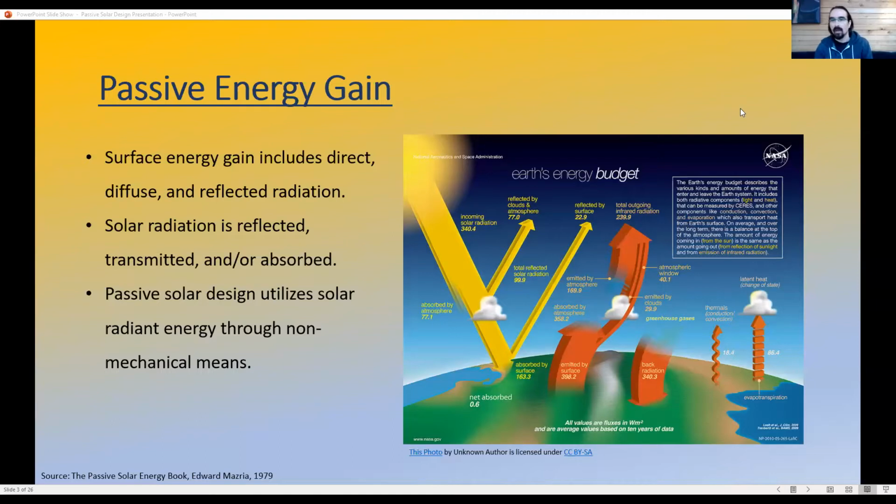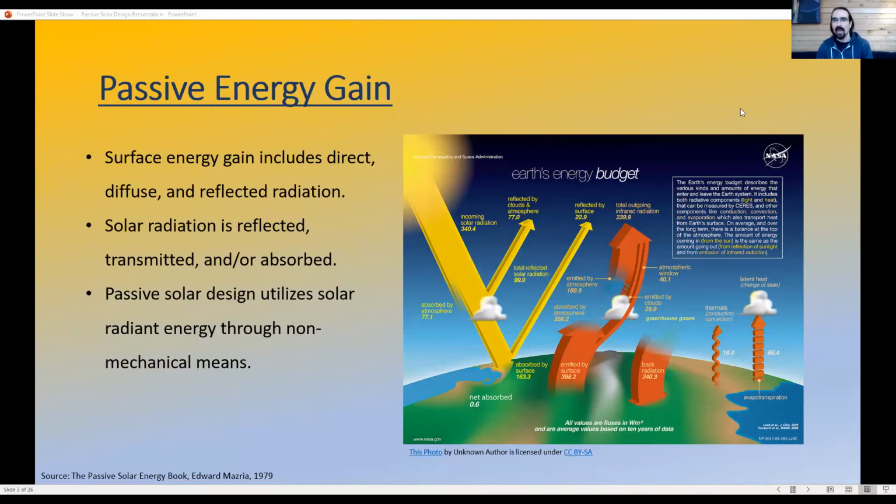Now, a lot of that energy is reflected by our atmosphere. So nearly a third of that energy gets reflected back out into space, but about 70% of that energy reaches the Earth's surface, where it is either reflected again, transmitted, or absorbed into the surface. Once it's absorbed into the surface, it later radiates back out into the atmosphere. So we have a lot of energy transfer happening all the time from solar radiation.